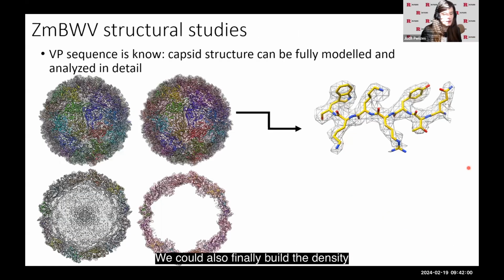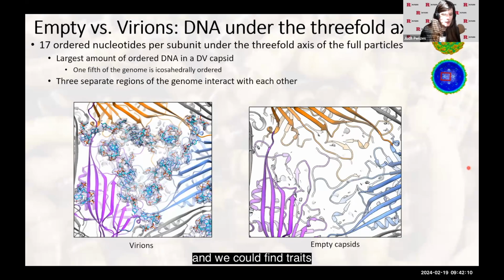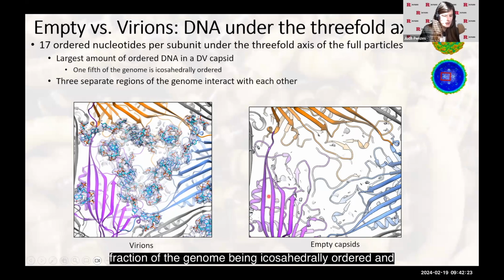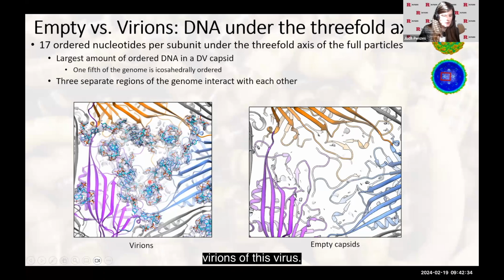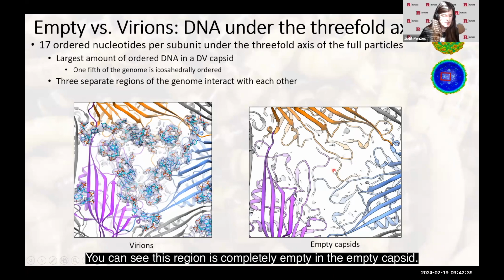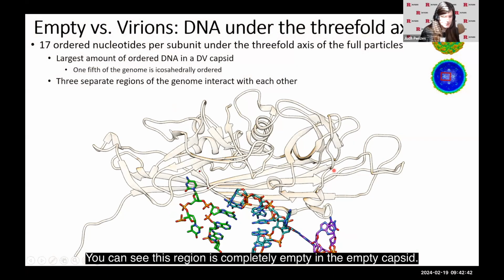We could also finally build the density at an atomic level, and we could find traits associated with this capsid that were really unusual in the entire Parvoviridae family, one of these being a very large fraction of the genome being icosahedrally ordered and interacting closely with the capsid's inner surface in the virions of this virus. As you can see, this region is completely empty in the empty capsids.